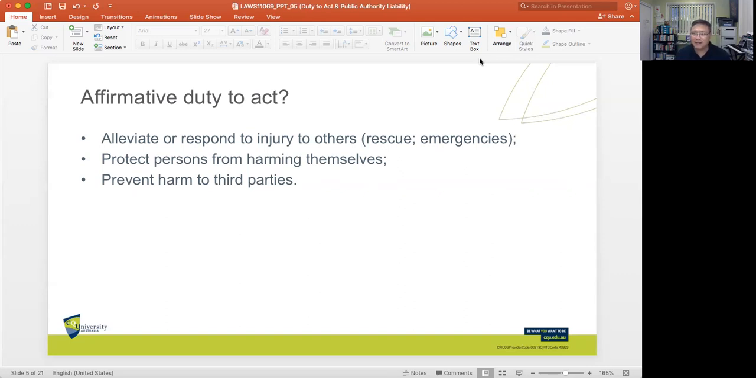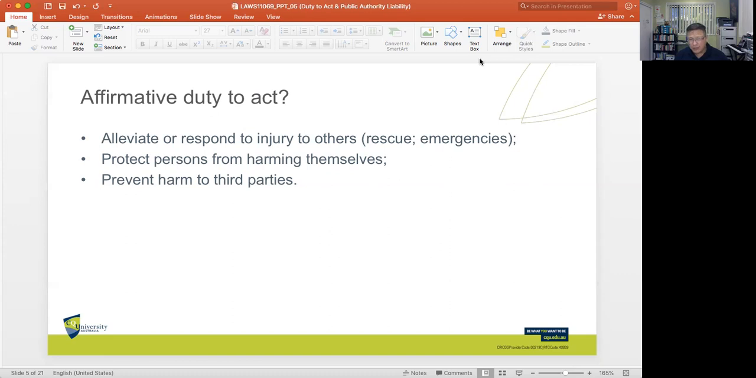Well, what if you're a policeman? Do you have an affirmative duty to act, however? So these are some of the questions we're looking at. Or what if you know somebody who is intent on harming himself or herself? Do you have a positive duty to act? And if you don't act, does it mean that you've committed the tort of negligence?